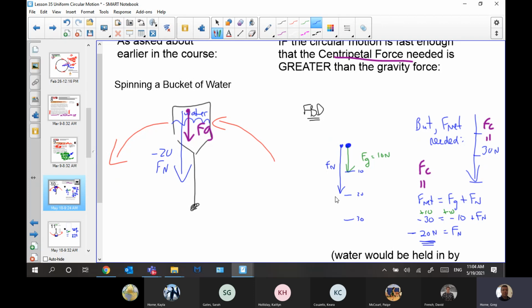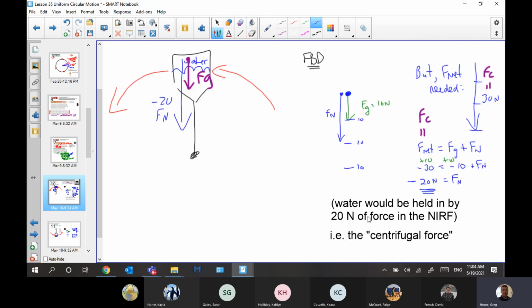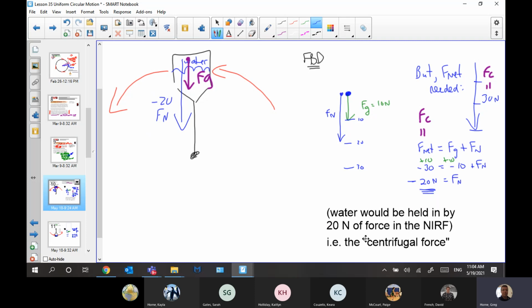And really that normal force is like right now you're sitting on something, doing this lesson, watching this with me, and you've got a normal force pushing you up to hold you against gravity. This would be similar to that. You have a normal force down holding you steady in the bucket, traveling in this circular motion. So the water would be held in by the 20 newtons of normal force, right? In that situation.